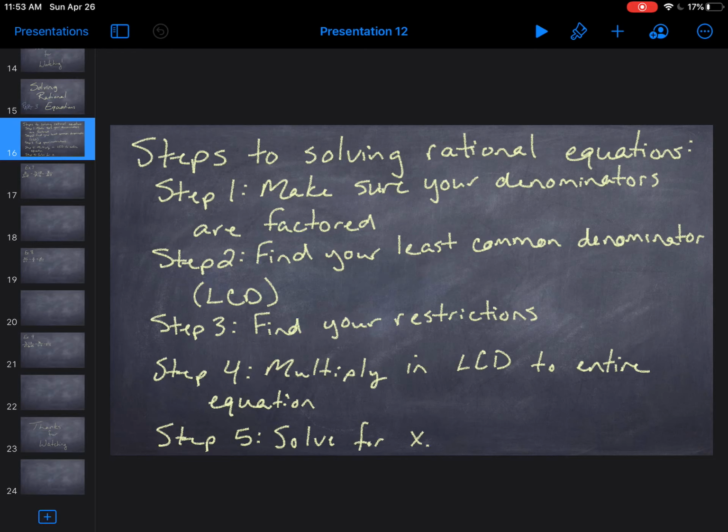Today we're going to be solving rational equations, part 3. We're going to follow the same steps that we had before. The steps make it easier to solve our problems.